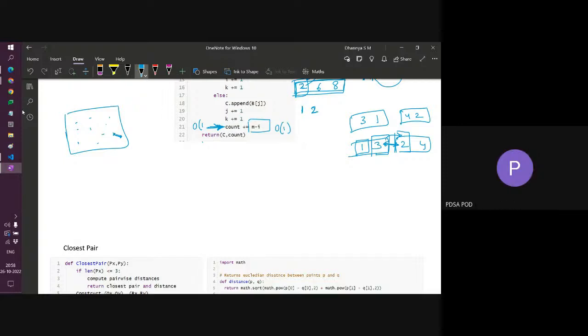I'm saying these are all points on a two-dimensional plane. You have an x coordinate and a y coordinate, and you want to find the pair which is closest. You want to find which is the closest pair by finding the distance. Distance, correct, the Euclidean distance. So you can use c square is equal to a square plus b square. Yeah, correct.